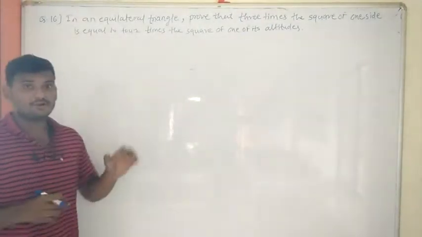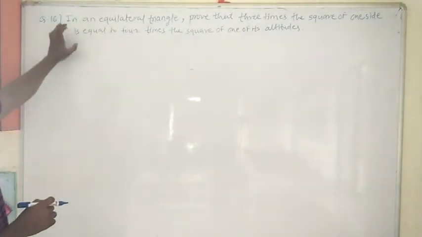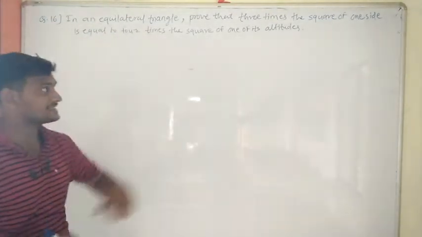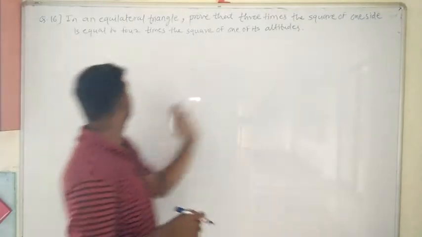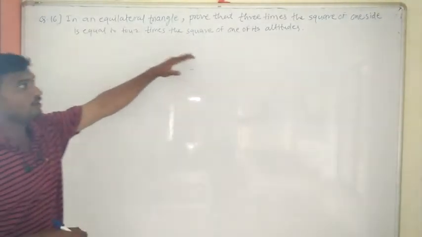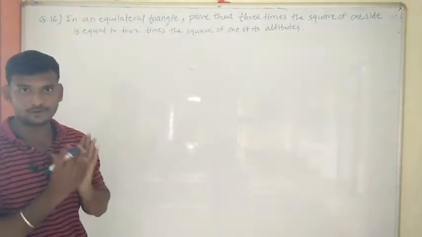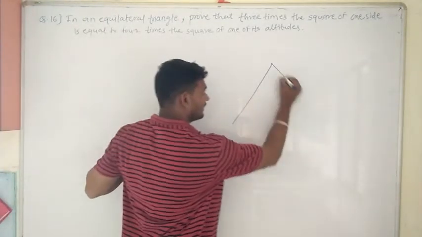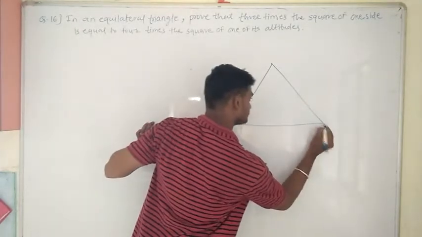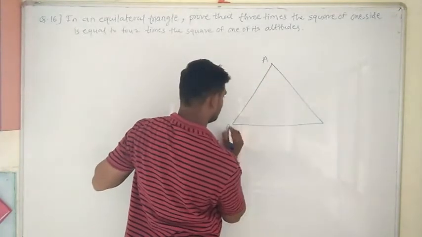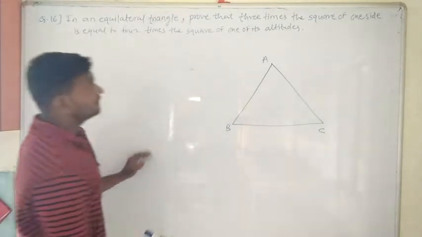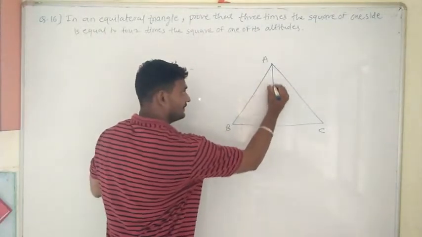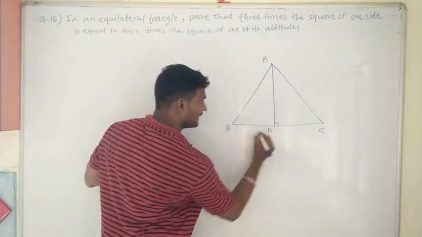Now we will see question number 16. See, in question number 16 what is given. In an equilateral triangle, prove that 3 times the square of one side is equal to 4 times the square of one of its altitudes. So first we have to draw an equilateral triangle. First I will draw an equilateral triangle ABC. Consider ABC is an equilateral triangle and we have to draw one altitude here. That is AD will be the one altitude. I will draw AD as the altitude.